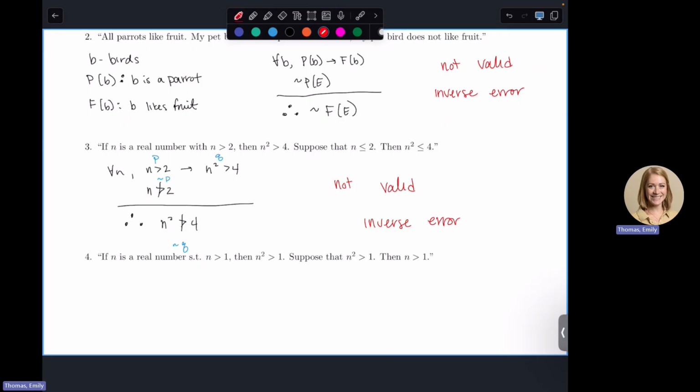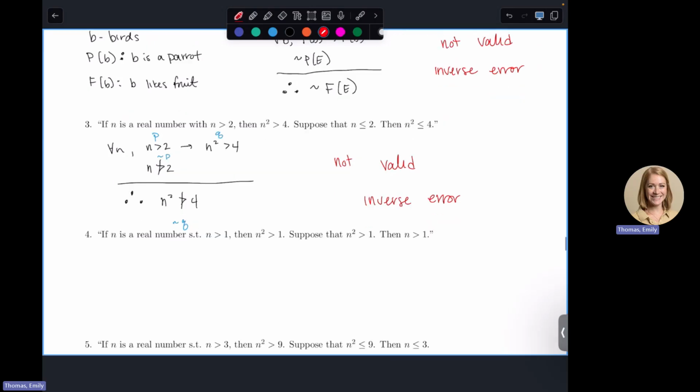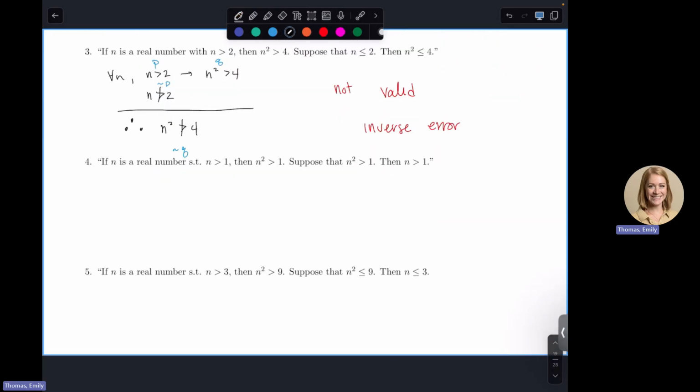If n is a real number such that n is greater than 1, then n squared is greater than 1. Suppose that n squared is greater than 1, then n is greater than 1. So n is greater than 1 implies that n squared is greater than 1. And we have that n squared is greater than 1. Therefore, n is greater than 1.